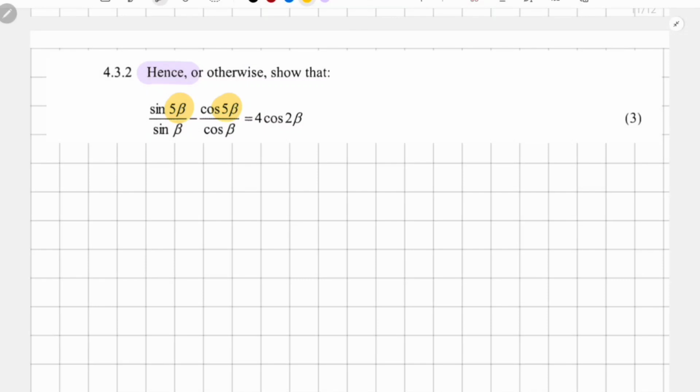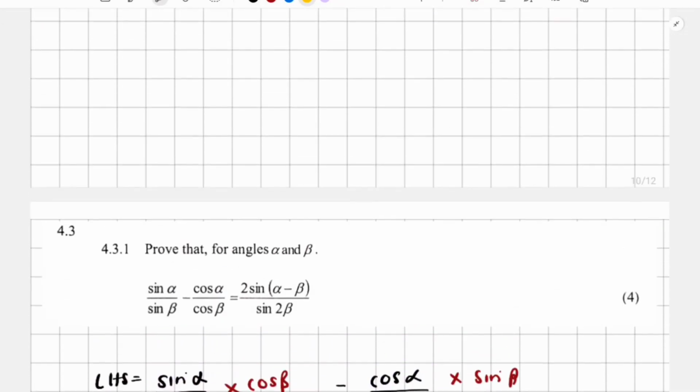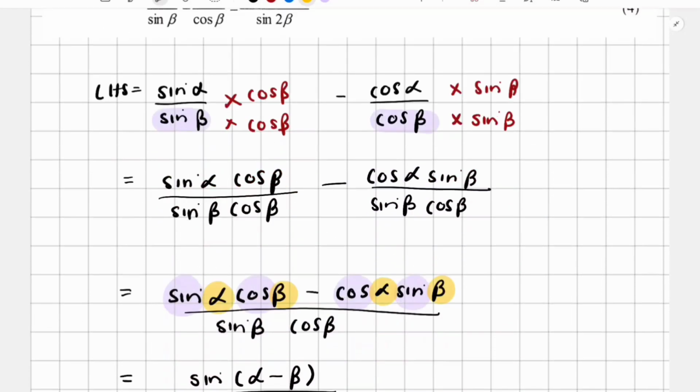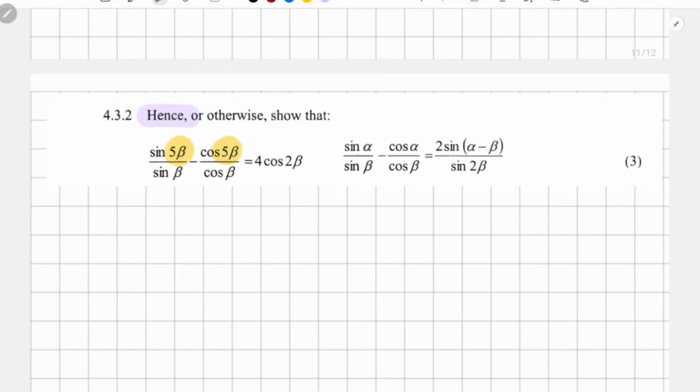Okay, so let me just bring that expression down here so that we can compare it. If you look at these two, they look very similar. You see that here we have an alpha, and then here we have an alpha. But here we have 5 beta and 5 beta. Since we already know that this expression simplified to this, why don't we use the same method? Why don't we also simplify this expression using the rule that we used here?